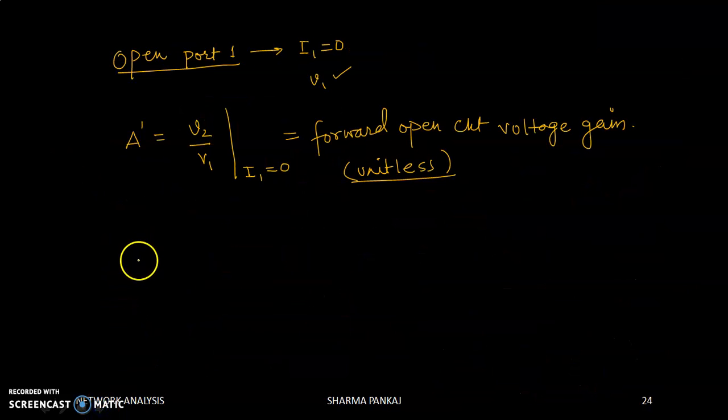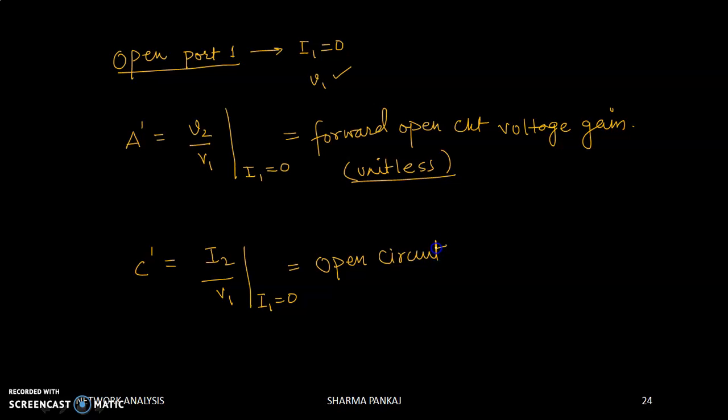C dash is equal to I2 upon V1, under the condition I1 is equal to 0. This is called open circuit transfer admittance. Why admittance? See the nature of the ratio I2 upon V1. Current upon voltage is actually admittance, and the unit is mho or ohm inverse.